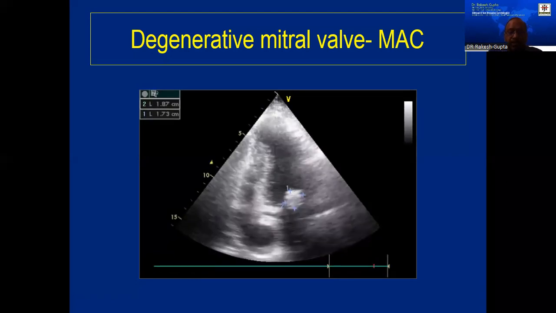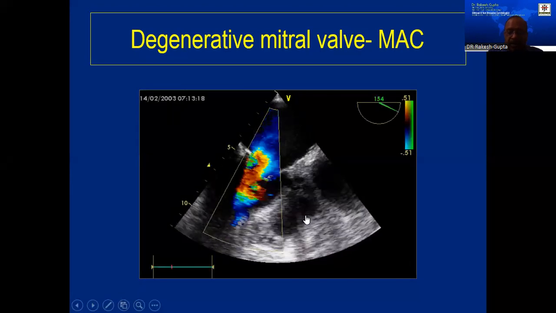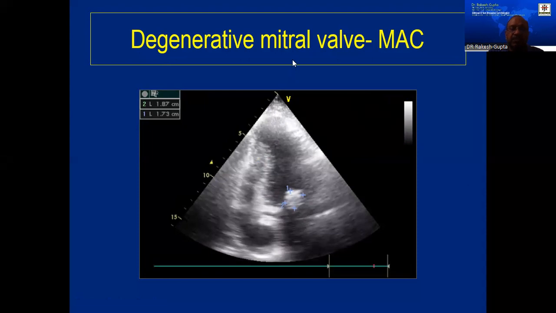Comparing to the previous picture, now you can see a myxomatous degeneration on the lateral side. And this is possibly not seen, the picture is not there. This is AML, this is PML, and PML has got a lot of posterior mitral annular calcification in this subset of population.